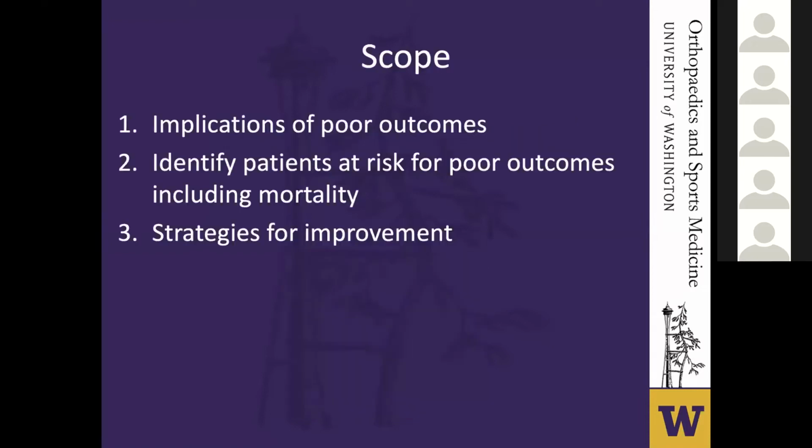The scope of this talk is to talk about implications of poor outcomes, identify patients at risk for poor outcomes, including mortality, and to strategize for improvement.